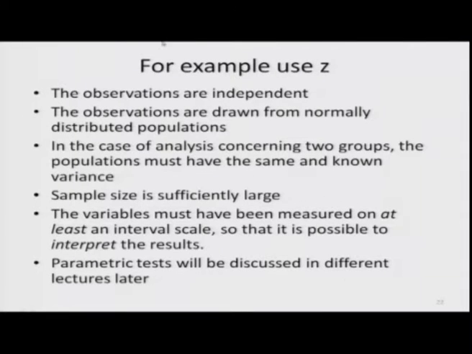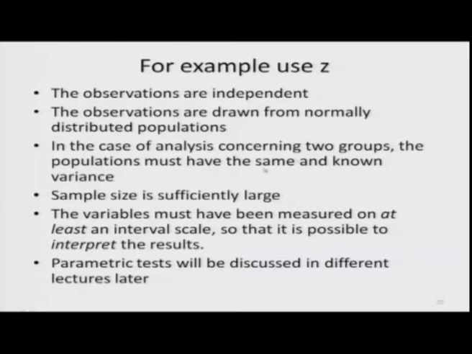For example, use Z for testing a null hypothesis like mu equal to mu 0, or mu 1 equal to mu 2, which means the means of two groups are the same, or for a large sample, that the correlation in the parent population is 0, etc. You will use Z when observations are independent. Observations are drawn from a normally distributed population. Actually, this is an important criterion which makes a parametric test parametric.